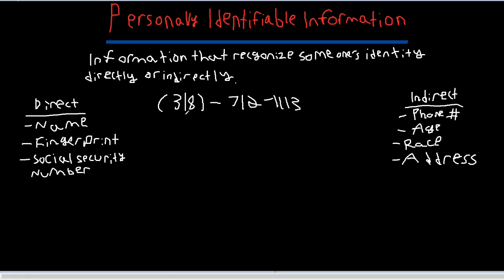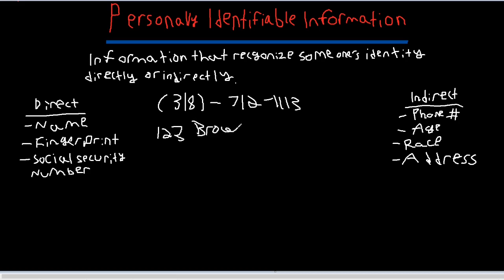Now, if you had a phone book of 318, you could possibly find who owns this phone number. However, it is still indirect information because it's a separate source. It's not the direct information of someone's identity, right? Let's take an address. We'll do 123 Brown.